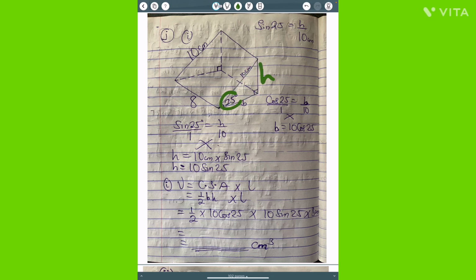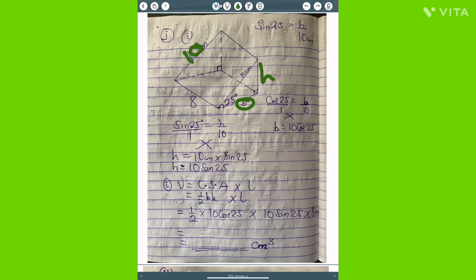Sine 25 is h over 10, opposite over hypotenuse. So h is what on cross multiplying? h is 10 sine 25. I'll keep that. I also need to get the base of the triangle. Cos 25 is adjacent over hypotenuse, which is 10. If this side is 10, this side too will be 10. That's how I got my hypotenuse. Hypotenuse is the side facing the right angle mark.